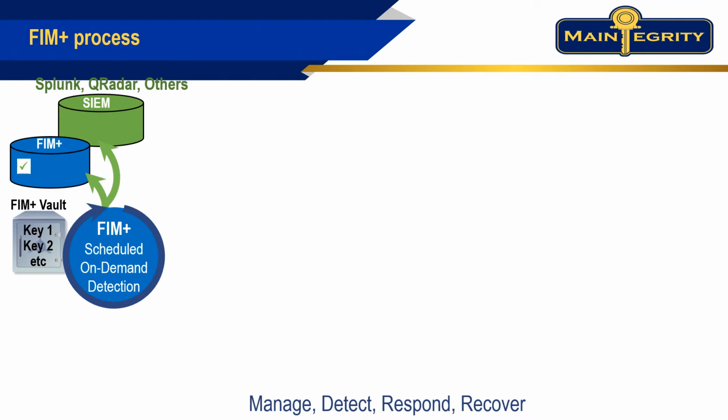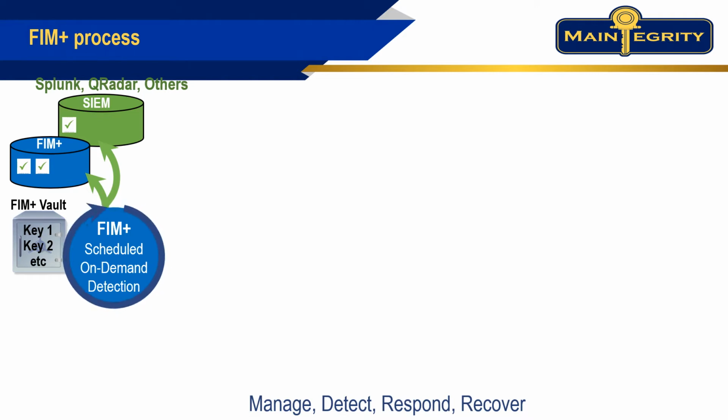FIM Plus detection runs scans on a scheduled or on-demand basis. The first scan creates a baseline set of keys, also called a whitelist, from a trusted version of your system and application components. The keys are stored in an encrypted vault.